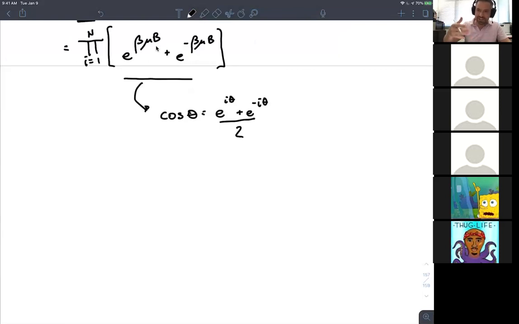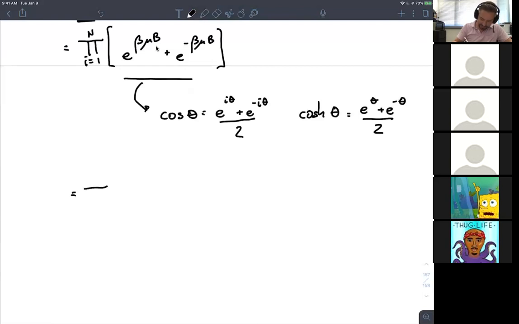Okay, so cosine is just a sum of imaginary exponentials. What we have is exactly the same thing, except it's real. And so, as the gentleman said, that's a hyperbolic cosine. The hyperbolic cosine is exactly the same thing as the cosine, it's just real, right? So it's e to the theta plus e to the minus theta over 2. That looks a whole heck of a lot like what we've got there in our product.